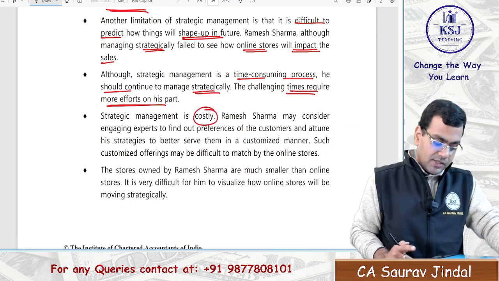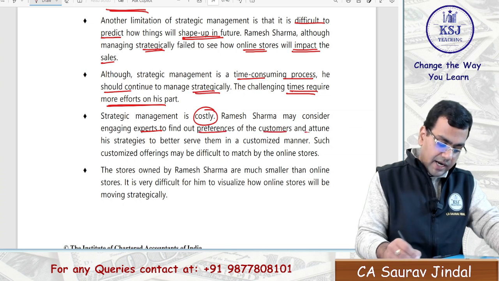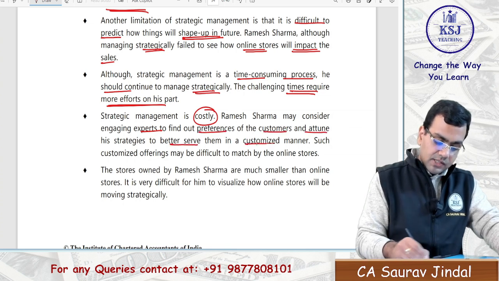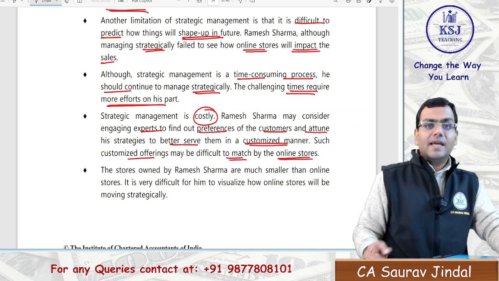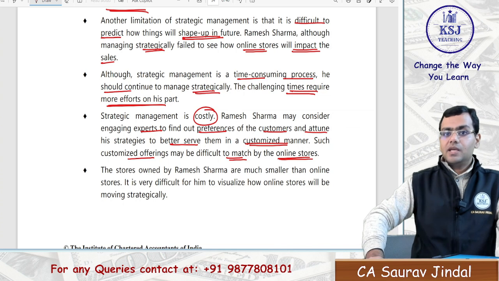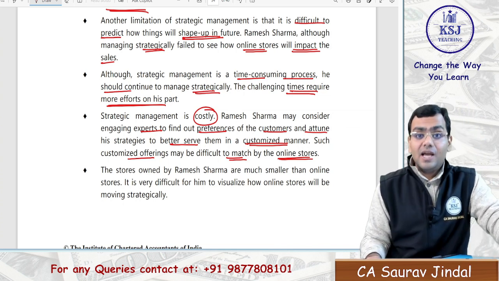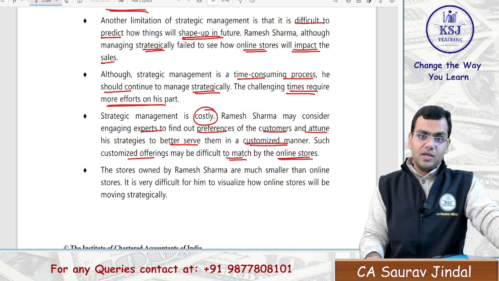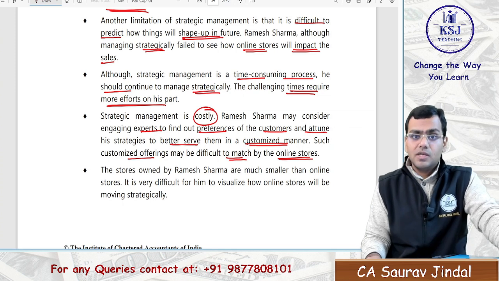Ramesh Sharma may consider engaging experts to find out the preferences of the customers and attune his strategies to better serve them in a customized manner. Such customized offerings may be difficult for the online stores to match. As an offline store, they can provide some customized services to the consumers which the online stores might not be able to give, right? For example, the free after sale services, free installation and all those things.